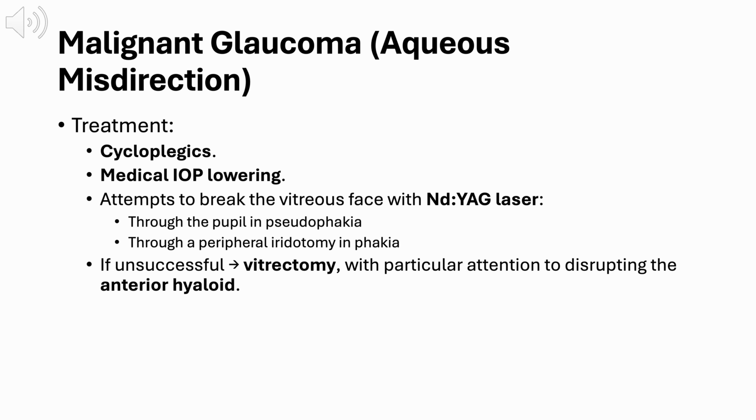But if laser attempts fail, the definitive step is a vitrectomy, and the key is aggressively addressing the anterior hyaloid. That's the structure driving the pathology. Once that barrier is removed, aqueous flows forward again and the anterior chamber reforms.